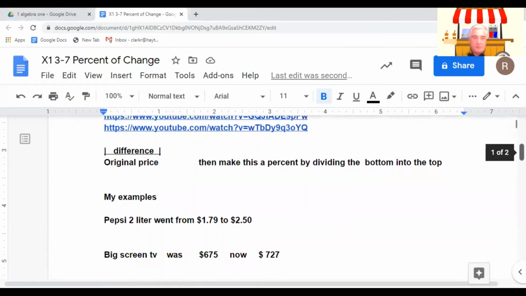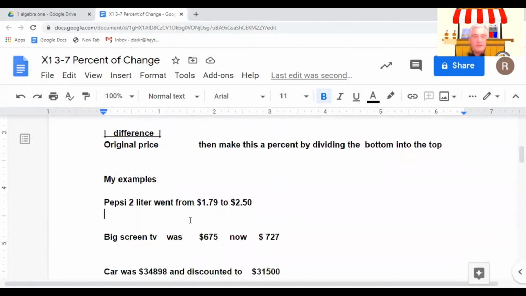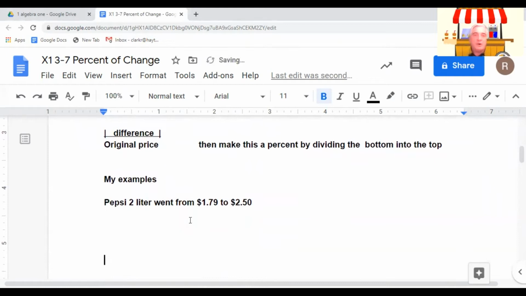Here's my first example. I have a 2-liter of Pepsi. It went from $1.79 to $2.50. That's an increase of 0.71. We take the absolute value. It doesn't matter if it's increase or decrease. We should know if the price went up or down. In this case, it went up. We were going to use the same formula for decrease, but in this case, the Pepsi went up 71 cents.